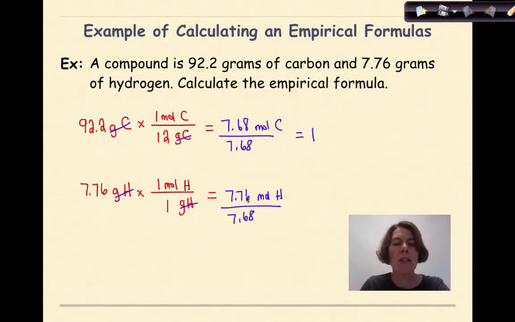And 7.76 divided by 7.68 gives us roughly 1.01. Now the reason why I'm doing this is that ultimately these are going to give me my ratios, or my subscripts, in my empirical formula. So based off of this, I can see that these numbers basically round to 1. So the empirical formula for 92.2 grams of carbon and 7.76 grams of hydrogen will basically be C1H1.